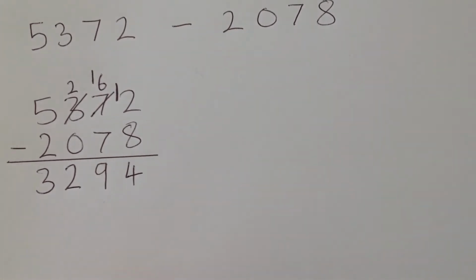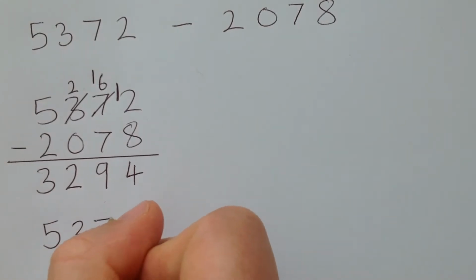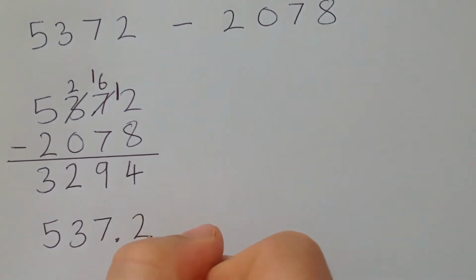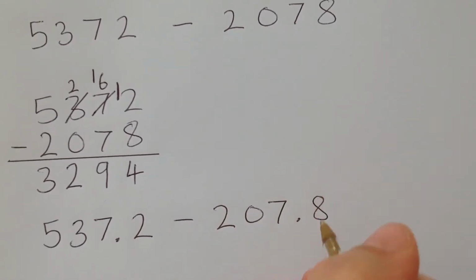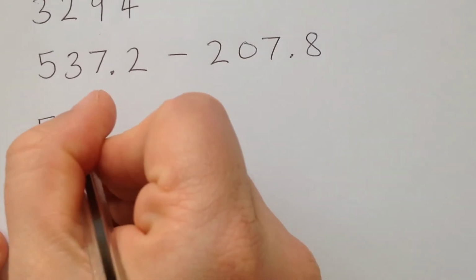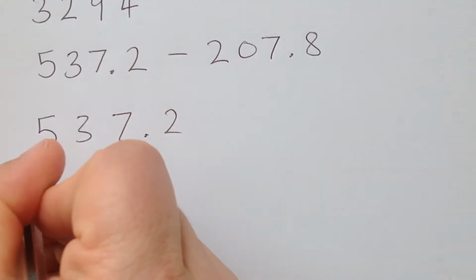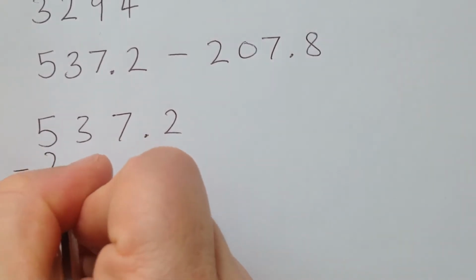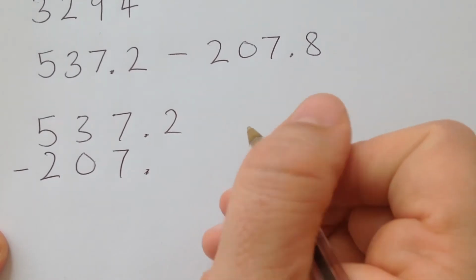So again, like I did last time, let's switch it up a bit. So this time I'm going to do 537.2 take away 207.8. Again, the crucial thing to do is to line up all the columns. I always like to leave just a little bit of space when I do this between each column, just to make sure that the ones are underneath the ones and so forth.